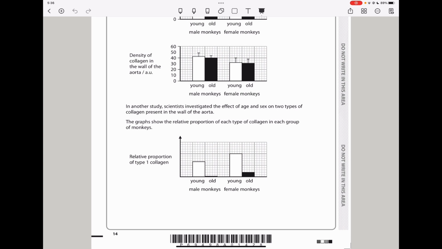Another part, they say, in another study, scientists investigated the effect of age and sex on 2 types of collagen present in the walls of the aorta. The graphs show the relative proportion of each type of collagen in each group of monkeys. Here they're showing the relative proportion of type 1 collagen among male and female monkeys. So of course, for both, young monkeys have a higher relative proportion of collagen type 1 in comparison to their older counterparts, both in males and females.